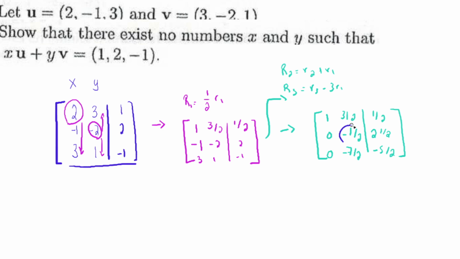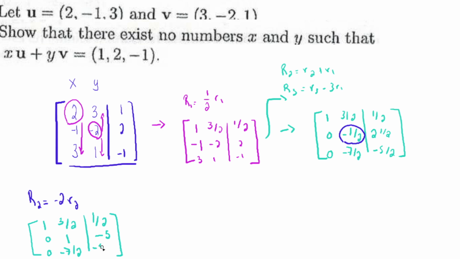Now again, we're going to turn this into a 1 and 0 out the column. So now we're going to take our new row 2 and it's going to be equal to -2 times row 2, and -2 times -1/2 is going to be 1. Nothing happens to row 1, so 1, 3/2, 1/2, then 0, 1, and then 2.5, sorry goodness, times -2 is going to be equal to -5. I just used my calculator. If you can do that in your head, that's nice. And then nothing happens to row 3. So 0, -7 over 2, and then -5 over 2.